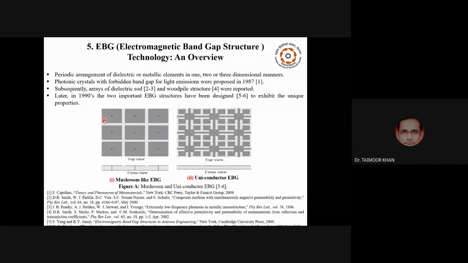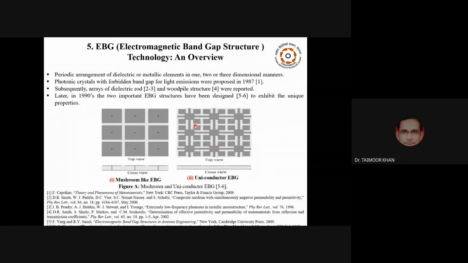That is basically, if you see this, the metallic surface is discontinuous in nature, but the dielectric surface is continuous in nature. This is basically the mushroom-like EBG structure. Then come to the uniconductor EBG structure. In other words, you may call the other one a unidielectric EBG structure.